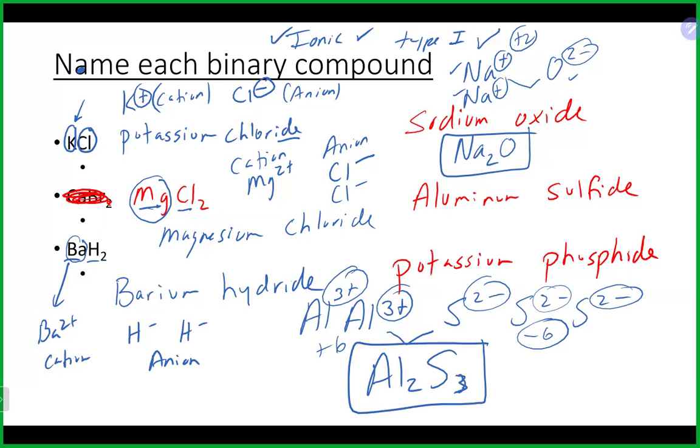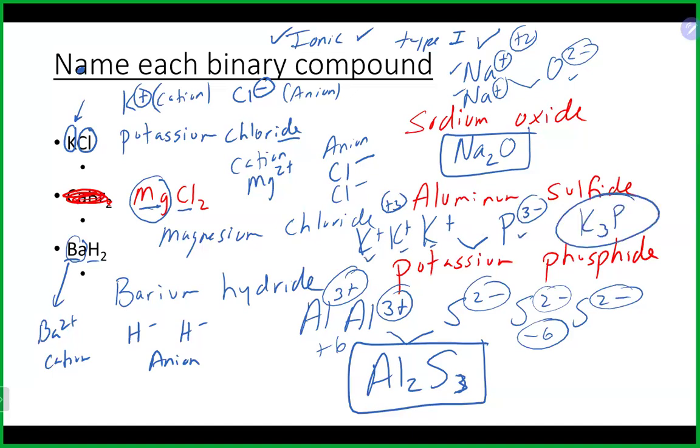Lastly, I've got potassium, which is group number 1 and has a +1 charge. Phosphide is group number 5, which means it has a -3. When I put this together, I need more of which one? I need a grand total of 3 of them. So +3 balances out the -3. I have 1, 2, 3 Ks and only 1 P. There it is. So if it helps you to write it out like that, do that.